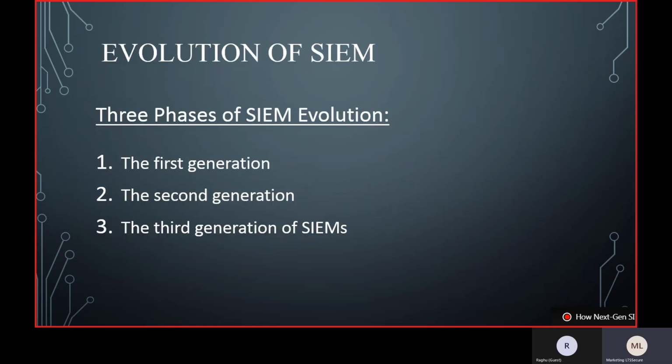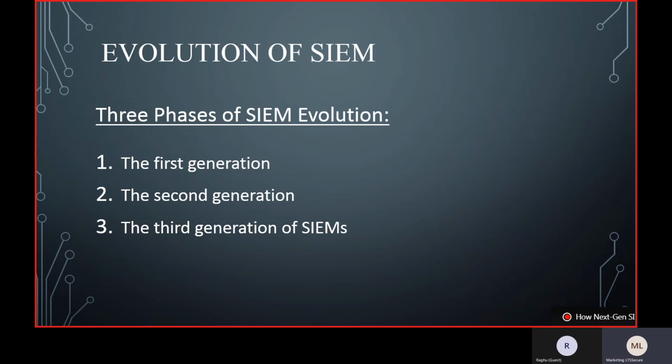Now we will start our webinar with the evolution of SIEM. SIEM has evolved at a higher level. SIEM has evolved in three phases, from a simple tool designed to help organizations achieve and maintain compliance to a complex threat detection system that empowers security operations centers' analysts to respond to incidents quickly and more efficiently.